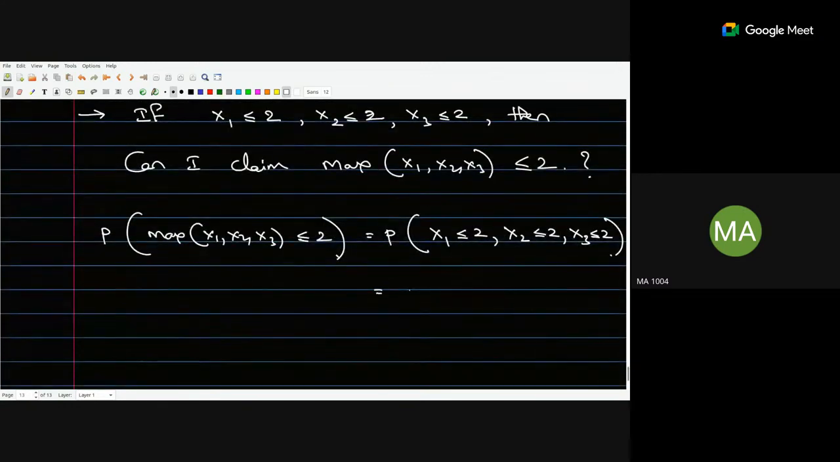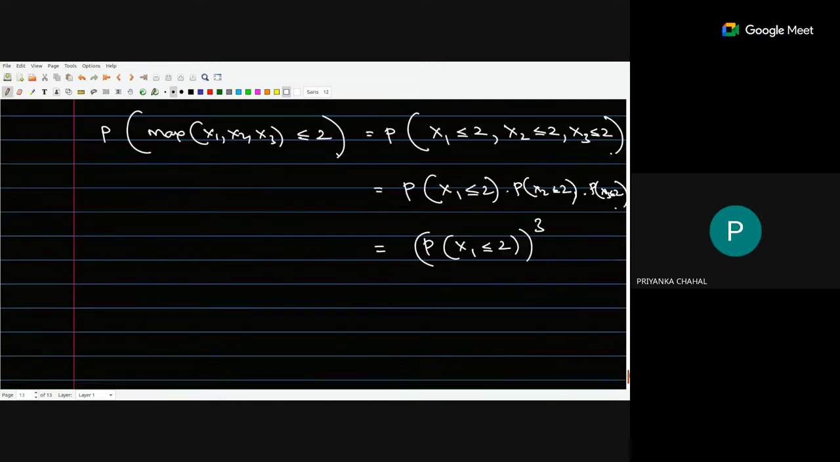First of all, I can write it as the probability that x1 is less than or equal to 2, times the probability that x2 is less than or equal to 2, times the probability that x3 is less than or equal to 2. This is independence. Next, we can use the identical property: x1, x2, x3 follow the same distribution, so I can take the power. I can just replace x2, x3 with x1 itself.